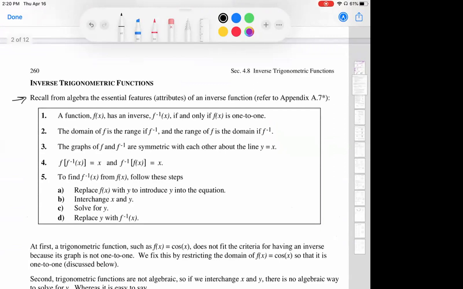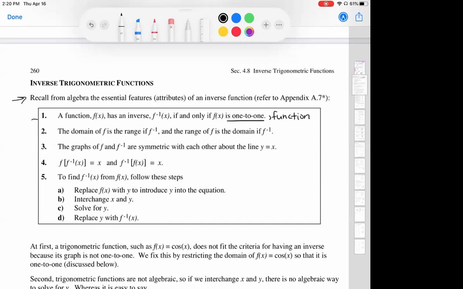So recall from algebra the essential features, the attributes of an inverse function. One, a function has an inverse, f inverse of x, if and only if f of x is one-to-one. And if I may add, it needs to be a function before it may even be considered to be one-to-one.